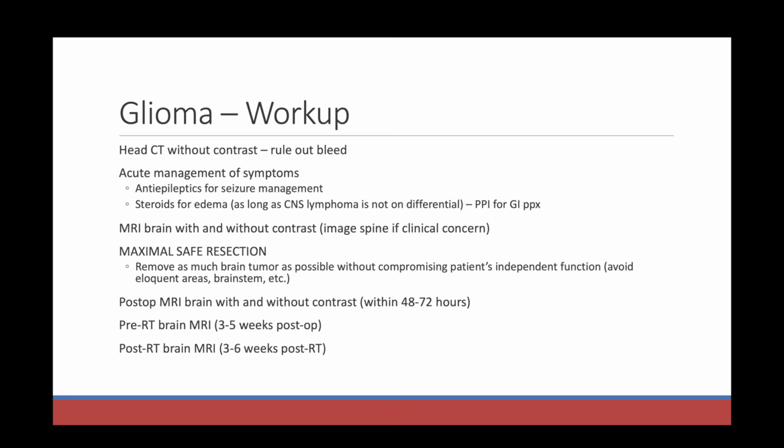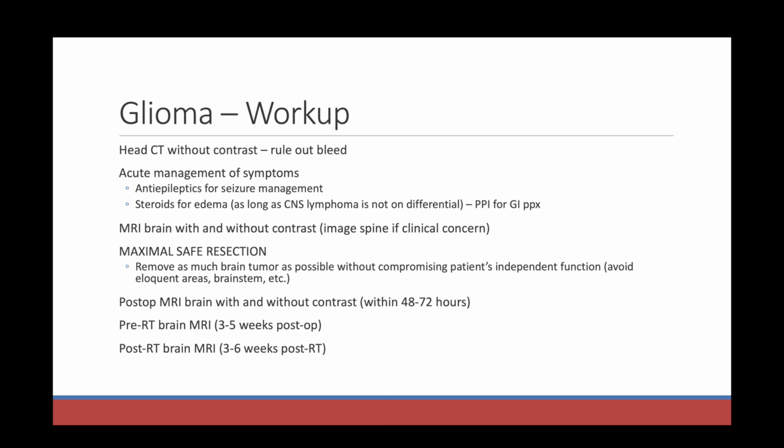But assuming that this is looking like a primary brain tumor, the key for management is going to be maximal safe resection, which means we're trying to remove as much brain tumor as possible without compromising the patient's independent function. So that means we spare eloquent areas, the brainstem, things that would compromise the patient's life and or independent function. So maximal safe resection is a key word in the management of gliomas.